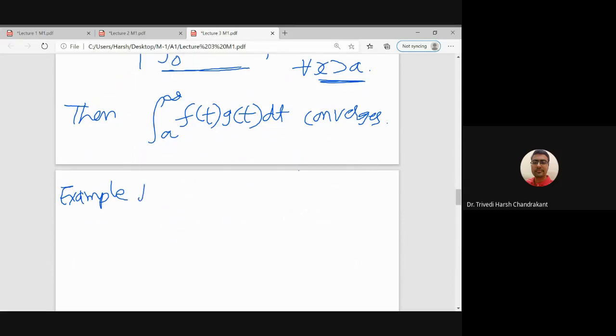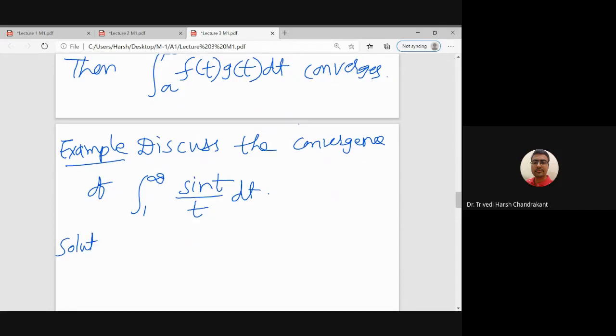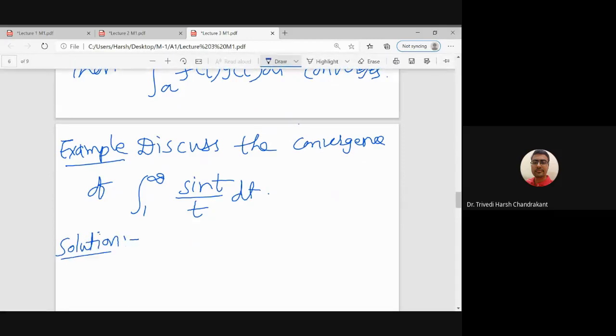So the question is: discuss the convergence of the integral from 1 to infinity of sin t divided by t. This integral we can see that it takes non-negative values, so we cannot directly apply the limit comparison test.